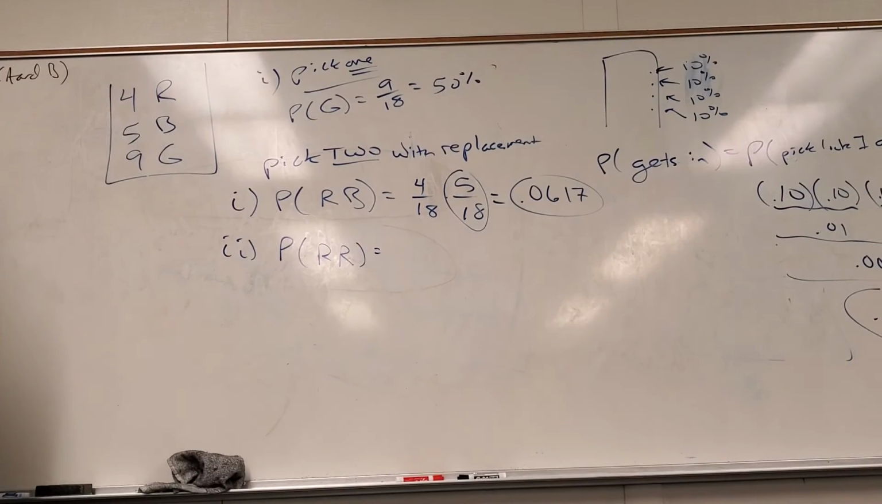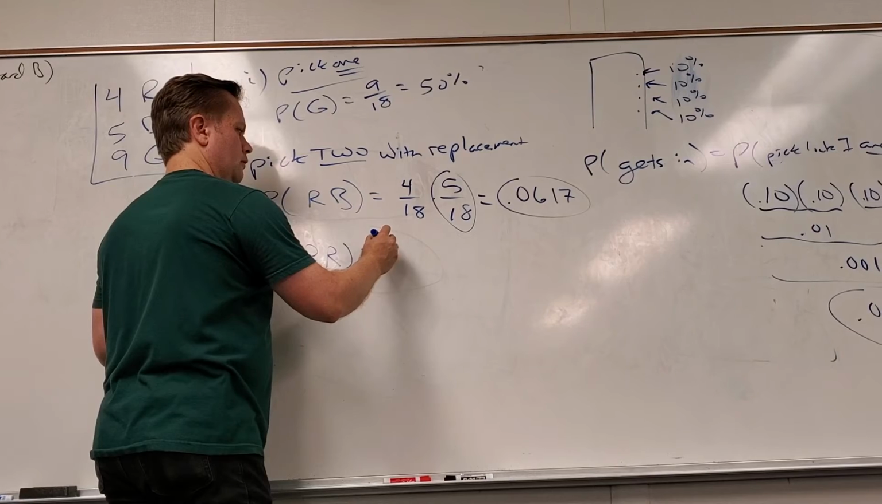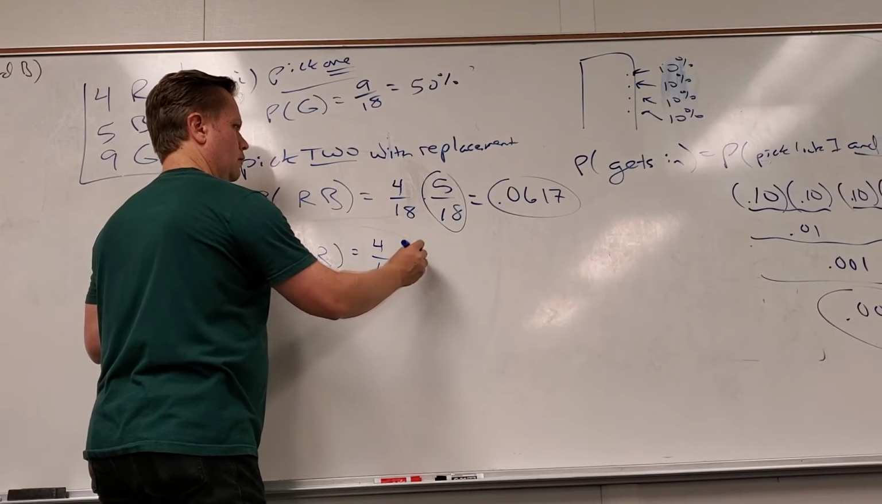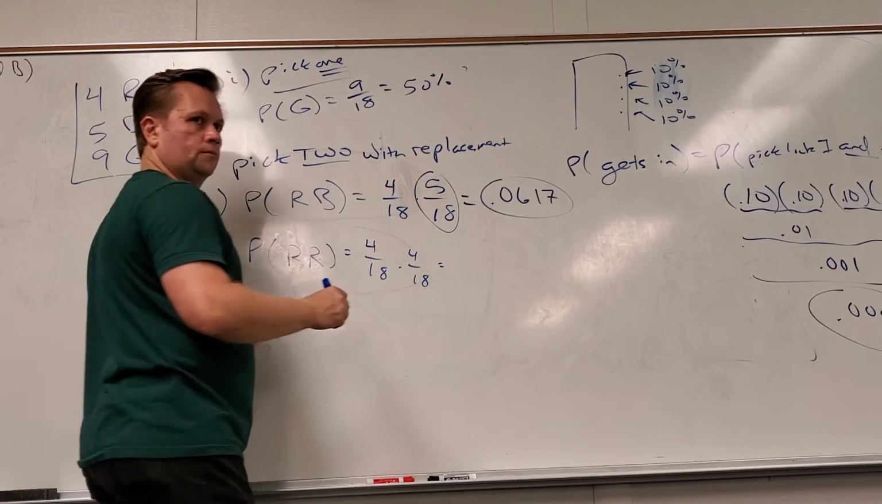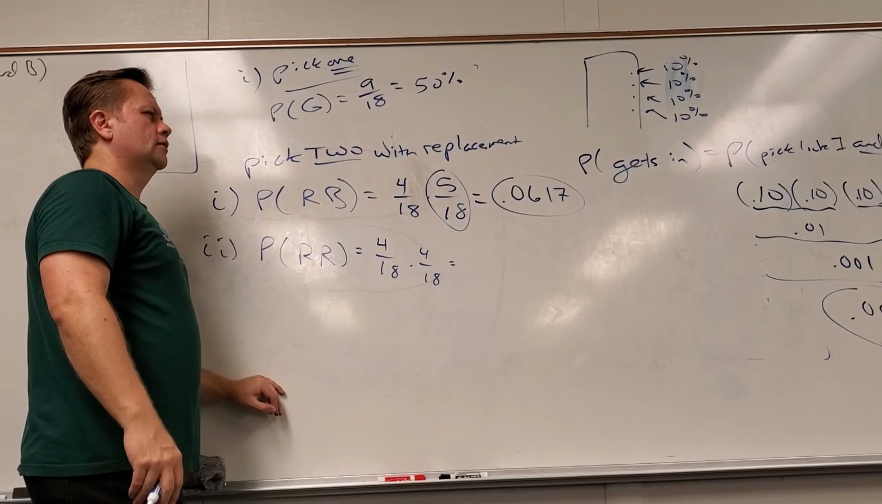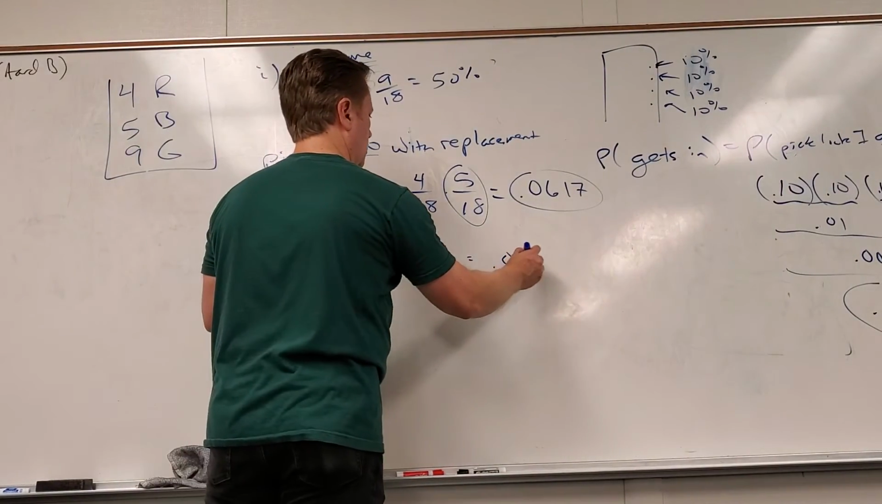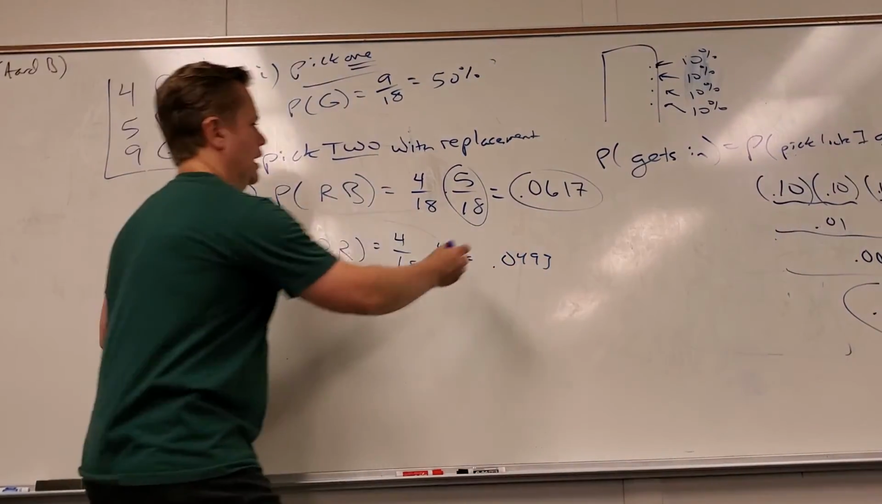I mean, not only just the idea, it's very straightforward, hopefully. What would it look like? 4 out of 18 times 4 out of 18. And then whatever that is. 4.93%. Okay, cool. Like it?